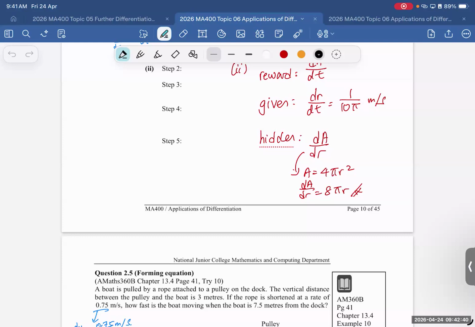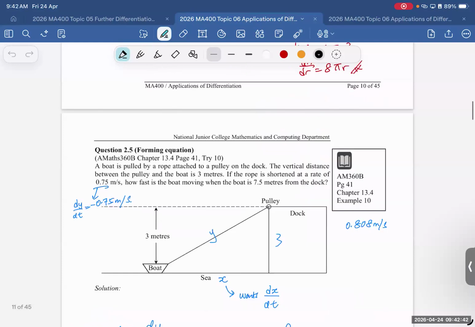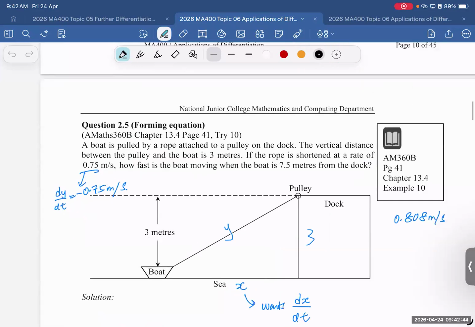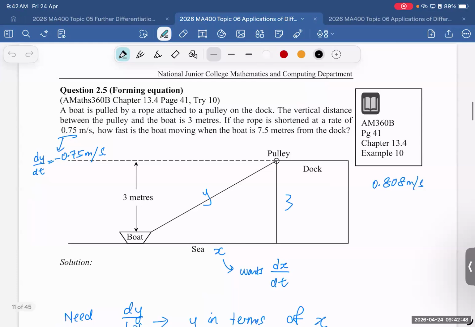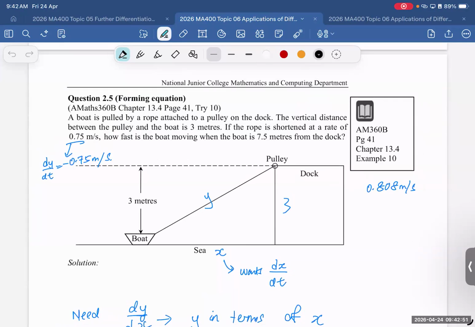Now you try to form an equation using Pythagoras theorem. Joshua, you don't need your iPad. Just take your paper and pen. Using Pythagoras theorem, form an equation involving y and x. Okay, so what do I mean? Remember that for connected rates of change, you will need three derivatives.